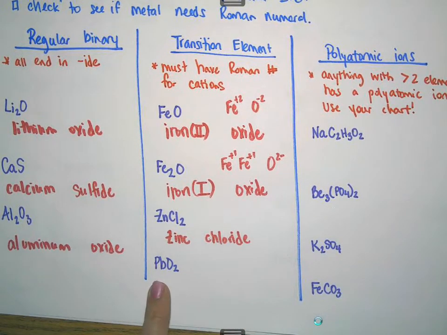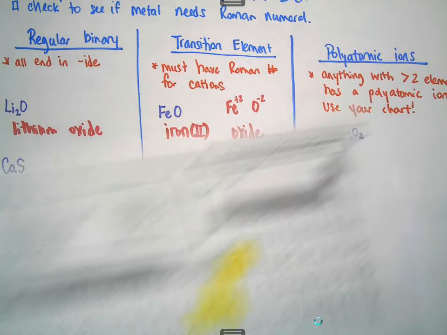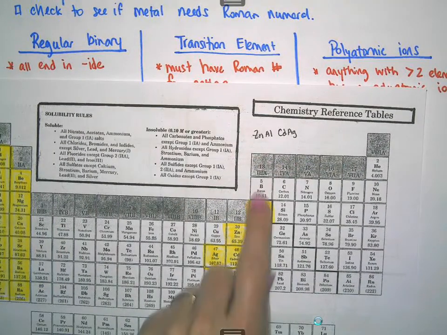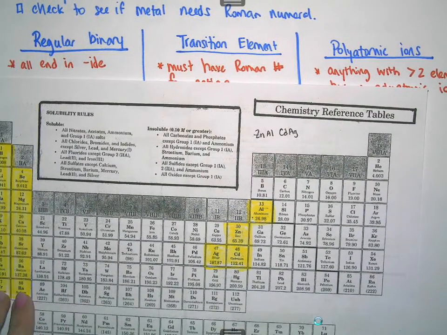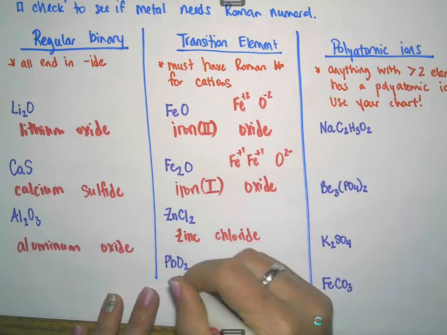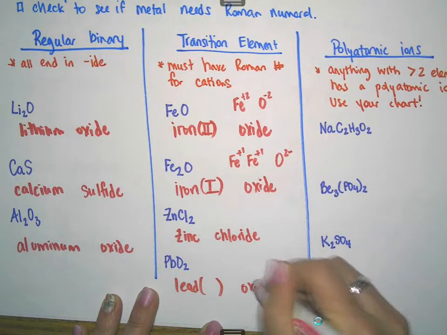For PbO, I know that's lead and it's oxygen. Well, lead is a metal, but it falls outside of the ones that I told you to know. It's not in group 1 or 2. It's not over here in the little 4 that I gave you. So it does have to have a Roman numeral. So it's going to be lead something oxide.